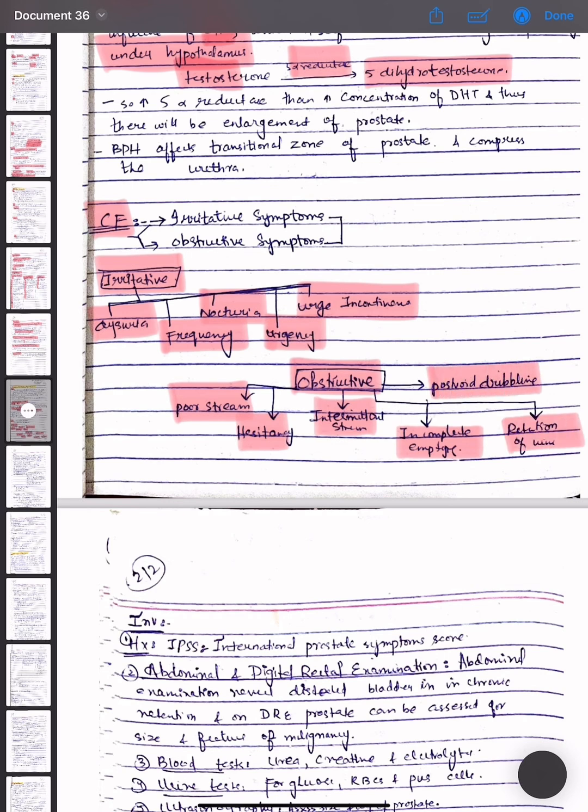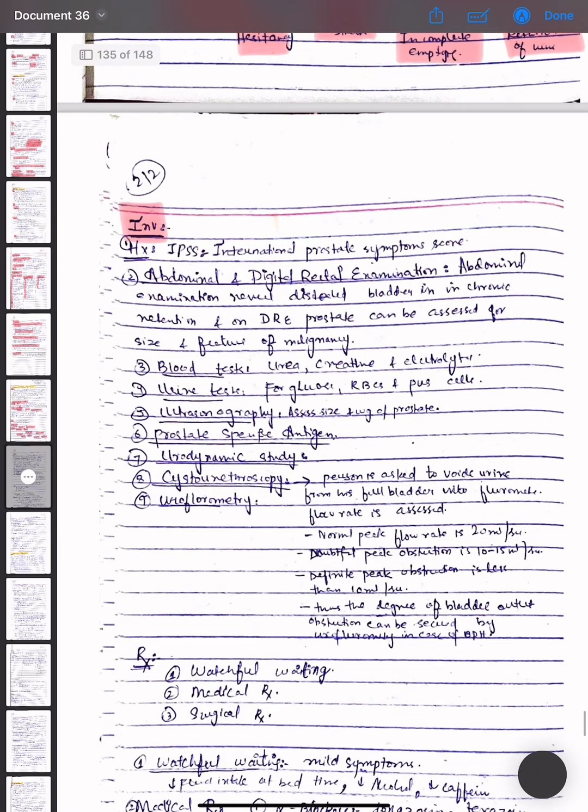The investigation options for BPH are history, that is IPSS, International Prostate Symptom Score, then abdominal and digital rectal examination. Abdominal examination reveals a distended bladder in chronic retention, and on DRE the prostate can be assessed for size and features of malignancy. Then blood tests are done for urea, creatinine, and electrolytes. Urine tests are done for glucose, RBCs, and pus cells.